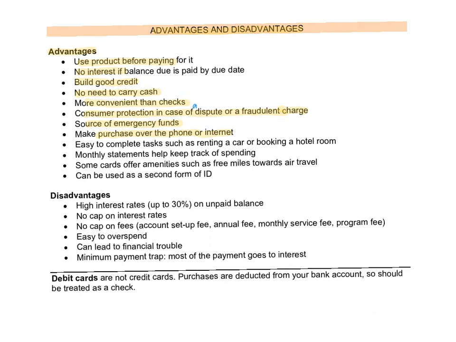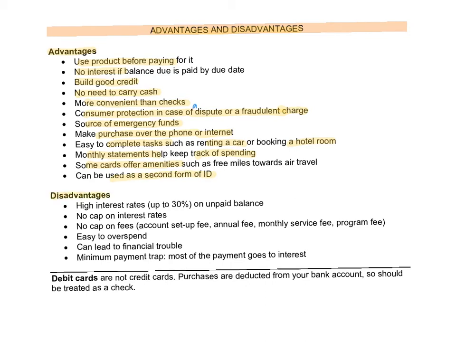Oftentimes, if you're, again, traveling, if you want to rent a car or book a hotel room, it's much easier. And in some cases, it's impossible without a credit card. So some tasks are much easier to complete if you have a credit card. When you look at your monthly statements, it helps you keep track of your spending. And some cards offer amenities such as free miles towards air travel and so on. Your credit card can also be used as a second form of ID if you need to provide that.